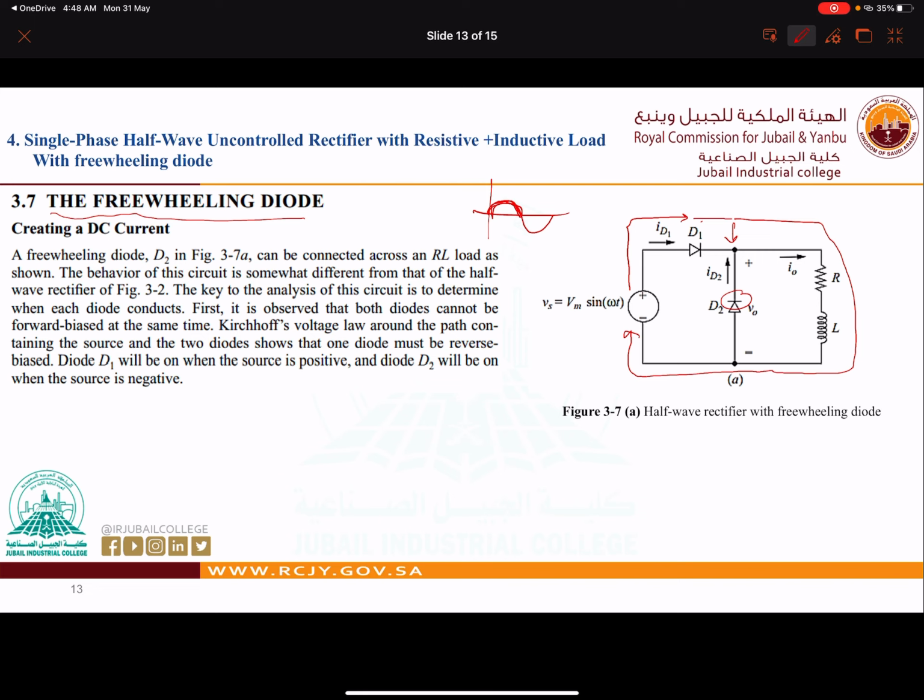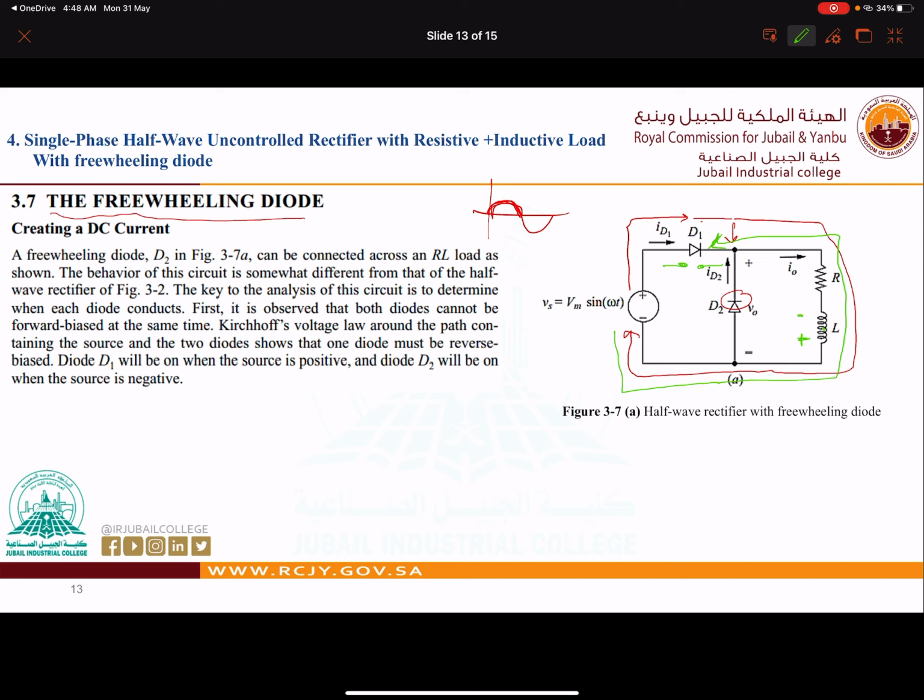Now if we go to the negative cycle, it will go from here, and it will go through the load, right? It will come back here, and here it will not go because there is an open circuit, because the diode is now acting as reverse biased, an open circuit. Then the polarity of the inductive load will be opposite now, in order to discharge, right?